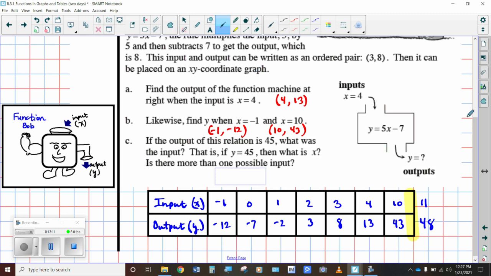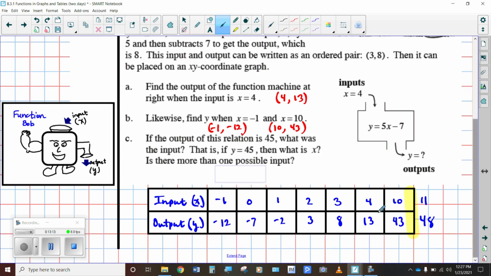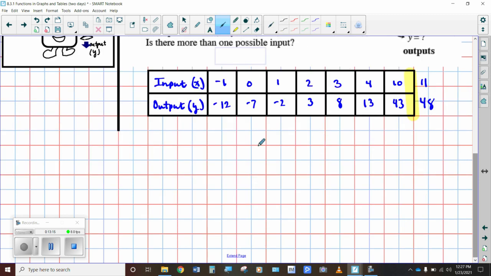You know what? We don't have to guess that. We can actually solve this using algebra. So if y is equal to 5x minus 7, and we know that y is equal to 45, then let's just go ahead and solve for x. So we'll add 7 to each side, and that gives us 52. If 52 is equal to 5x, that means that 5 times something equals 52. So I'm going to take 52 divided by the 5 and see what that something is.